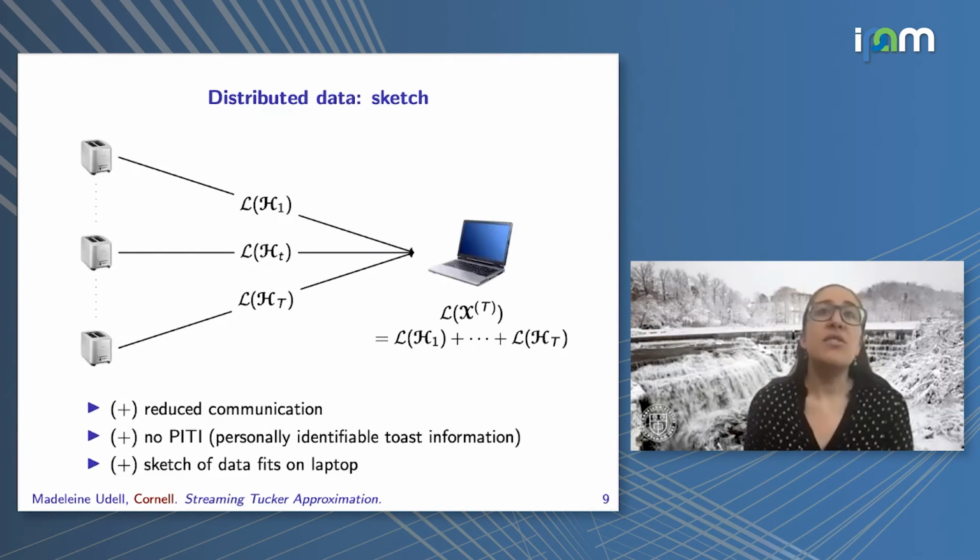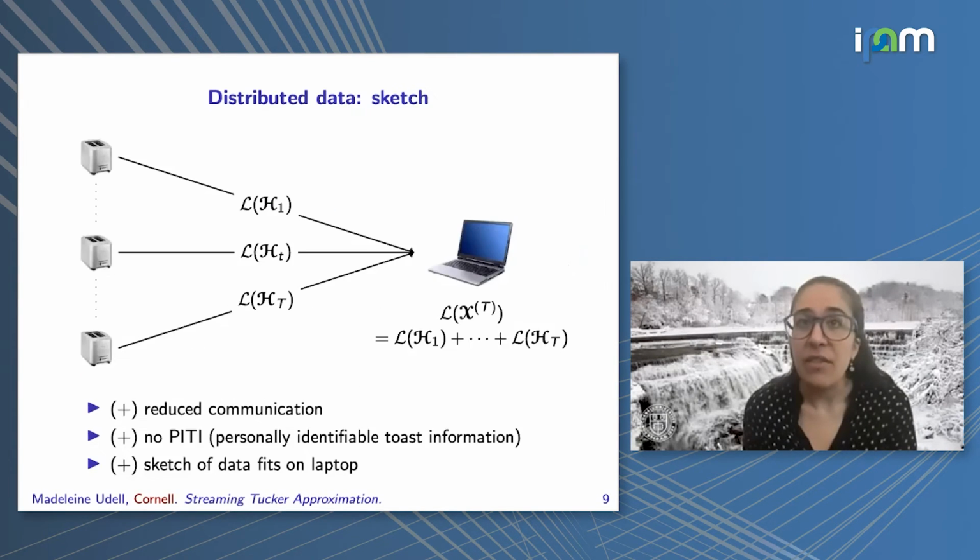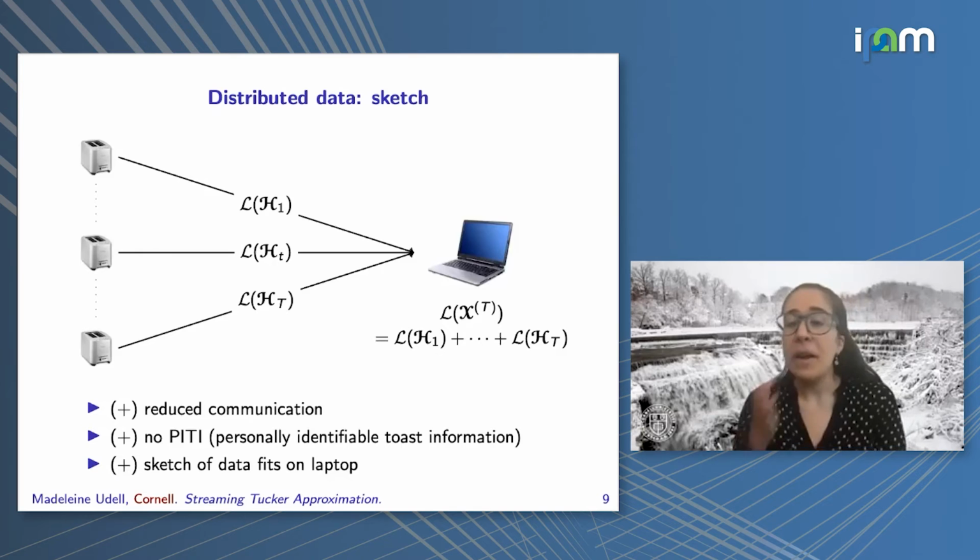Second setting, this distributed setting, right? So you don't need to collect all of the information into one place. You never need to store the entirety of X. Instead, you can imagine computing the sketch of each innovation and adding up the sketch of each innovation, okay? This, again, has the benefit of reduced communication.